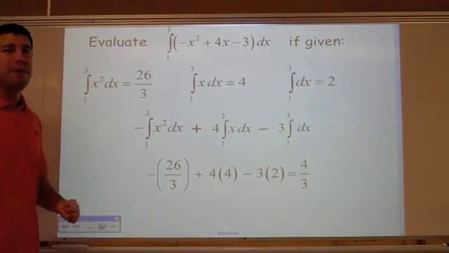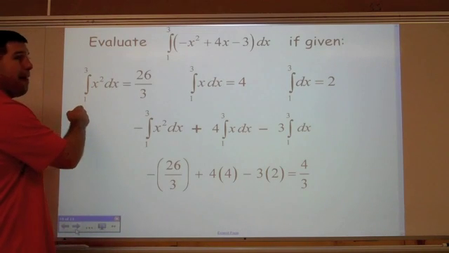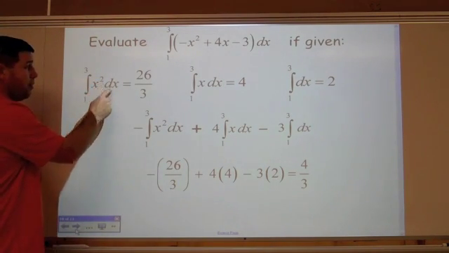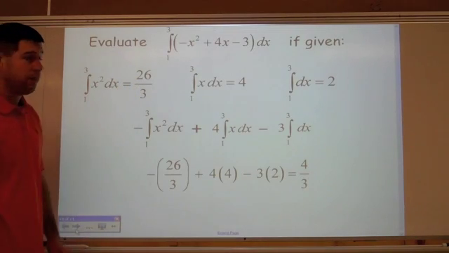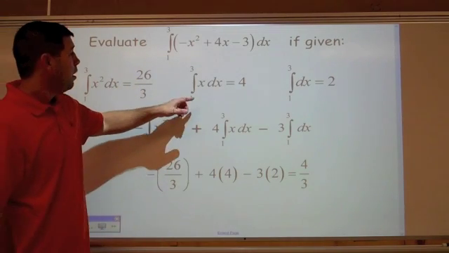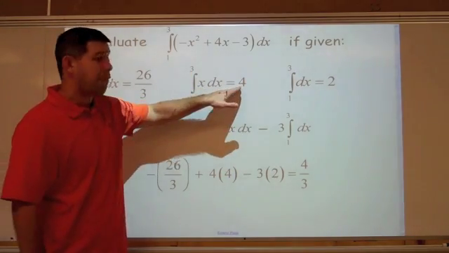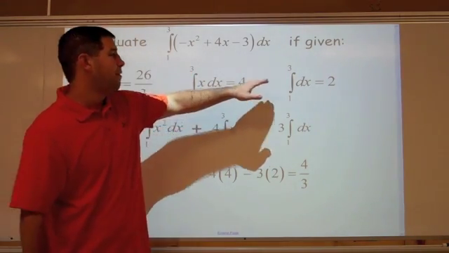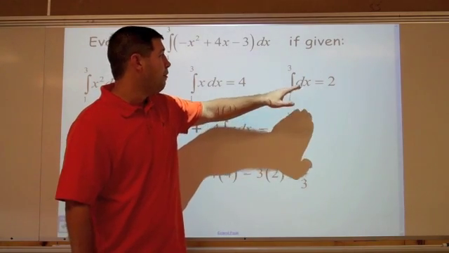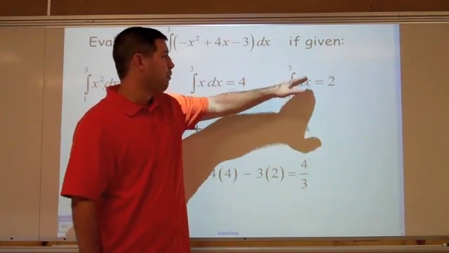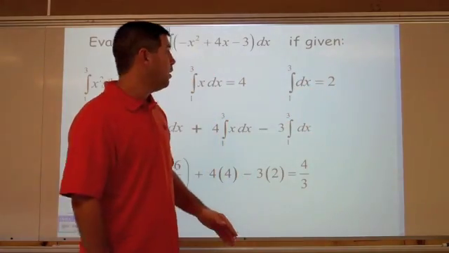some information. The value of the definite integral from 1 to 3 of x squared with respect to x is 26/3. The value of the definite integral from 1 to 3 of x with respect to x is 4. And the value of the definite integral of 1 dx from 1 to 3 is 2.